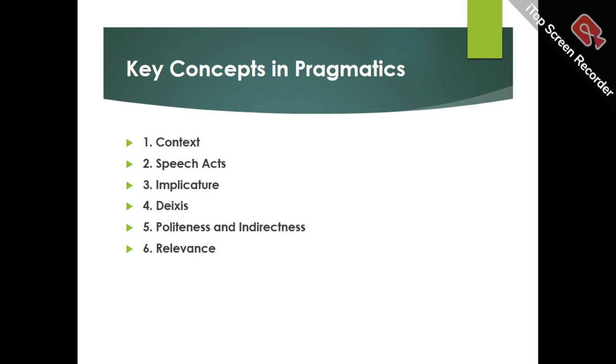4. Deixis. Context-dependent words, e.g. this, here, whose meanings rely on the speaker's and listener's shared understanding. 5. Politeness and indirectness. Social strategies in communication to maintain respect and avoid offense, often by being indirect. 6. Relevance. Ensuring that communication is pertinent to the conversation, making it meaningful and connected to the topic.